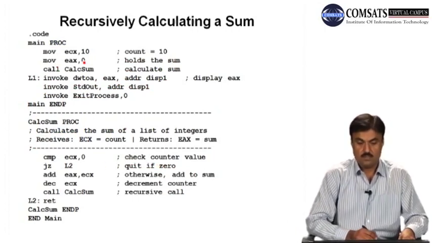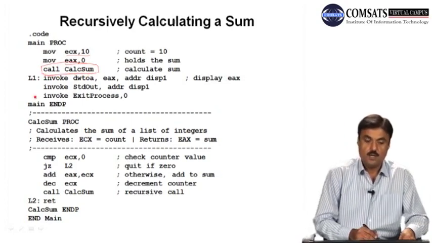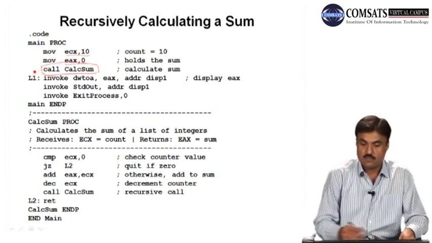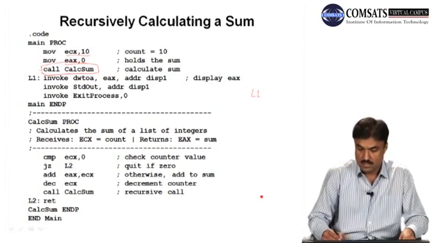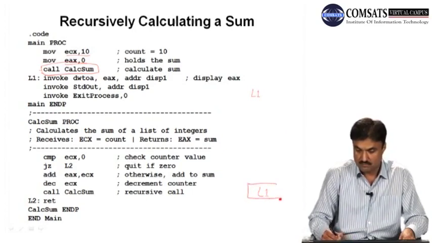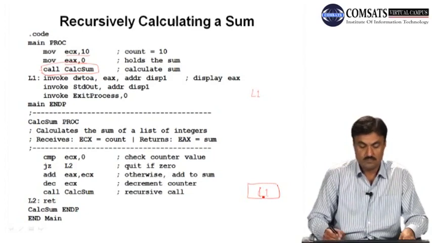So this is the main program where we say that ECX is equal to 10, EAX is equal to 0. And now we are going to call this array sum. Also, we are going to call this calculate sum. Now L1, when we are calling this one, then the address which is represented by L1 is being stored on the stack. So I can write it here. So L1 is being stored. So when we use the return instruction, then return instruction will return to this L1.